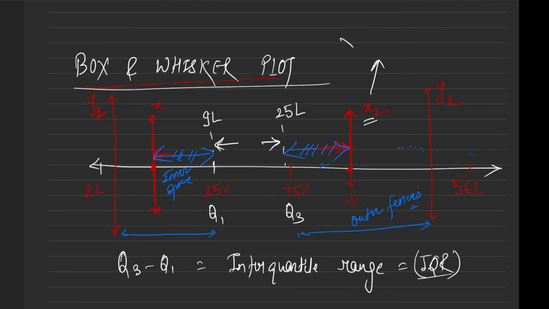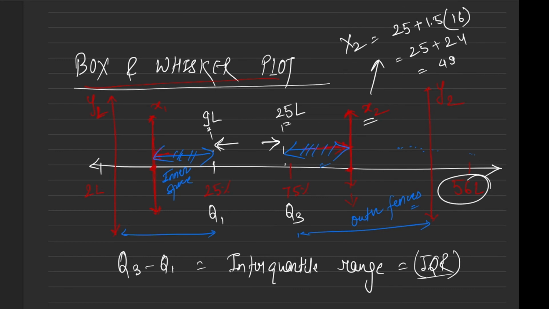Now in the Google example, I can calculate x2. x2 will be your Q3, which is 25 lakhs, plus 1.5 times your IQR, which is 25 lakhs minus 9, which is 16 lakhs. So this will give you 25 plus 24, 49 lakhs. So it will be around 46 lakhs here. So definitely this person is falling beyond your inner fences. So this data point is your outlier.